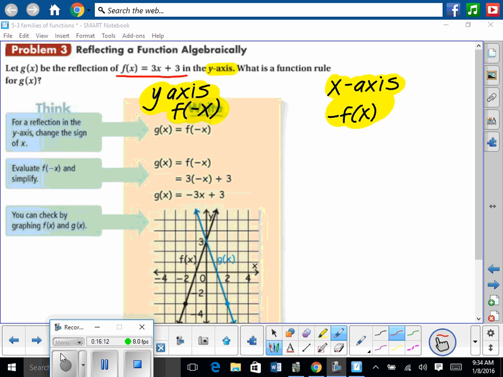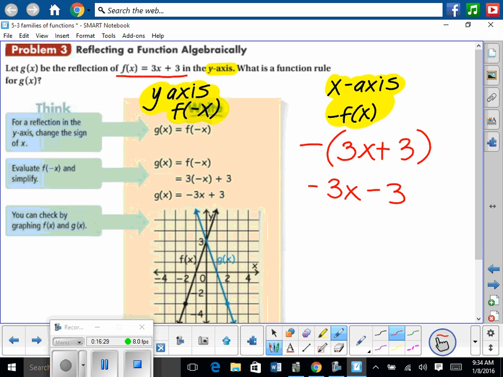So what if I said I want a reflection over the x-axis? We would do negative of f of x. So we would put a negative in front of the whole function. So negative 3x plus 3. So then we could distribute that through if we wanted, and that would be negative 3x minus 3. Is everybody good with that? So that's just something you'll have in your notes, kind of memorize it. A reflection over the y-axis is f of negative x, and a reflection on the x-axis is negative f of x.